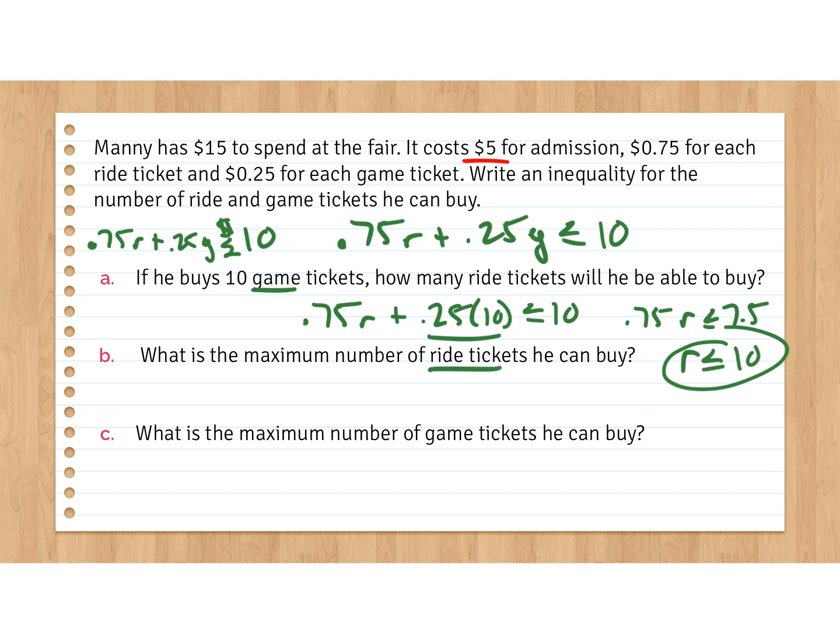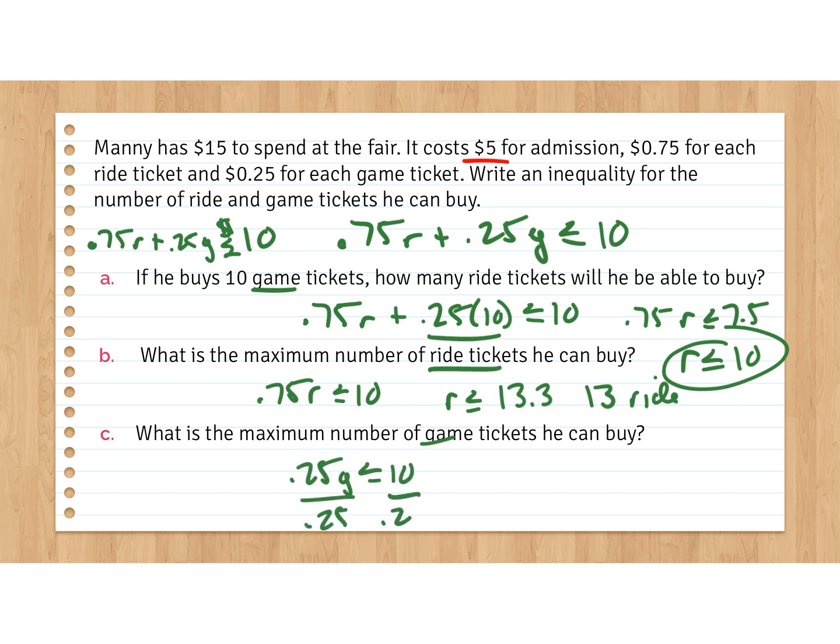So what's the maximum number of ride tickets he can buy? So if he buys all rides, no games, so basically 0.75 R less than or equal to 10. So I'm going to divide that. So rides is going to be less than or equal to 13.3. So we can only really buy 13 ride tickets. Then the game tickets, it's kind of like no rides, all games. Should be up to 40 tickets. So he can buy up to 40 game tickets.